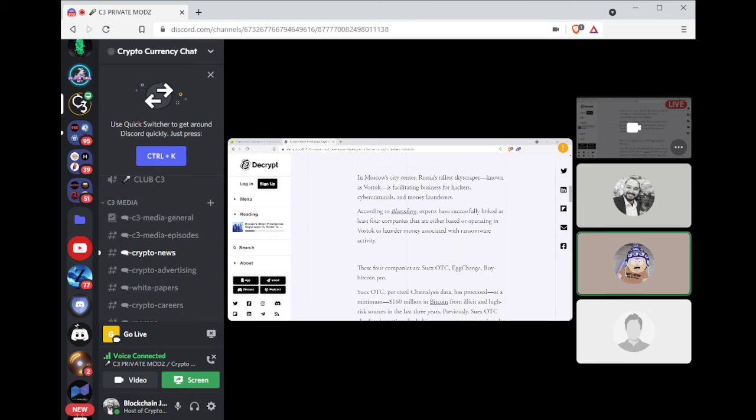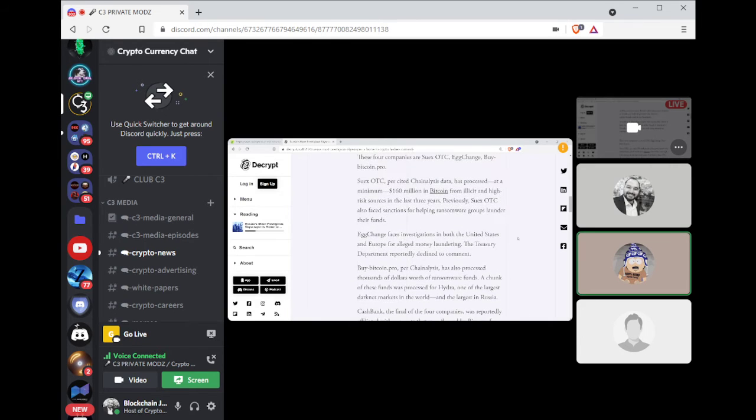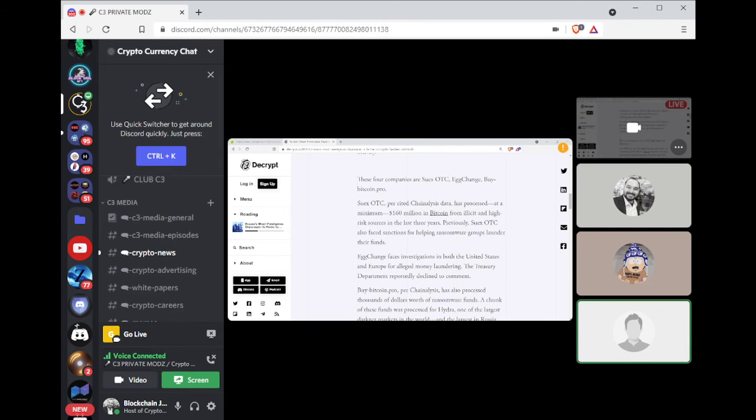These 4 companies are Seuss OTC, Egg Change, Buy Bitcoin, and that's 3 companies, right? Am I reading that wrong? He didn't have the commas in the right places. Where's the 4th one at? Right, exactly. Okay. Sorry.